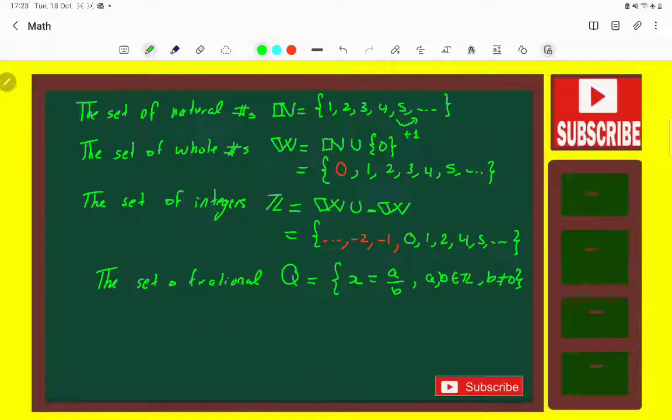But the fact is, not every fraction is a rational number. Why? Because if we look at pi over 2, it is given as a fraction. But the thing is, pi is not in Z, and this violates the definition of rational numbers. For this reason, I can say that pi over 2 is not a rational number.